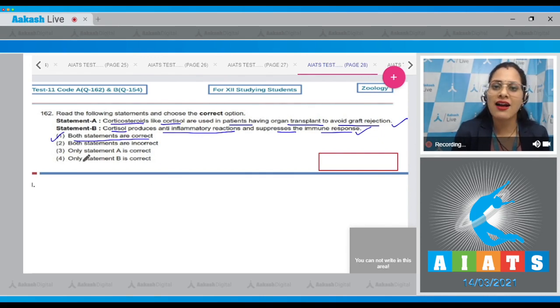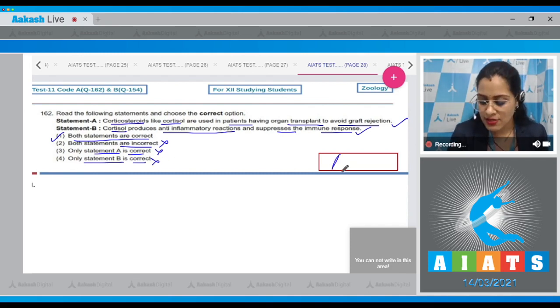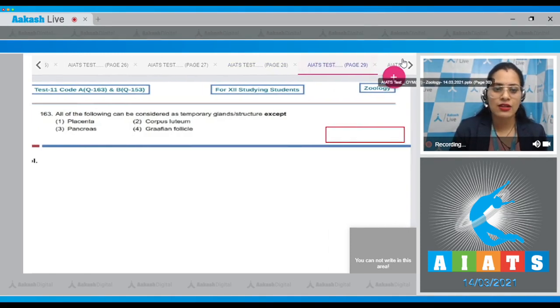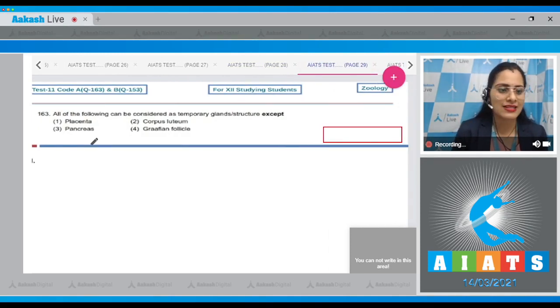Both statements are correct. Option number 2, both statements are incorrect, is an incorrect option. Option number 3, only statement A is correct, and option number 4, only statement B is correct, are incorrect options. So the correct answer to this question is option number 1. Let's proceed to the next question, question number 163.